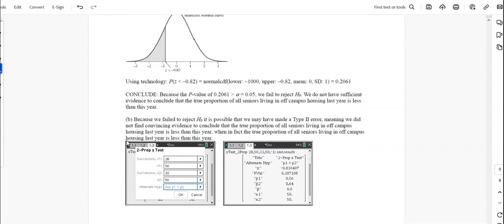We did not find convincing evidence, the true proportion of that, when in fact the true proportion is less than that this year. Oh, they didn't ask for a consequence. I was thinking about a consequence there. And again, it just shows you the steps there. That's a really long screencast, but hopefully you didn't watch every problem, maybe just the ones you needed. That's it.